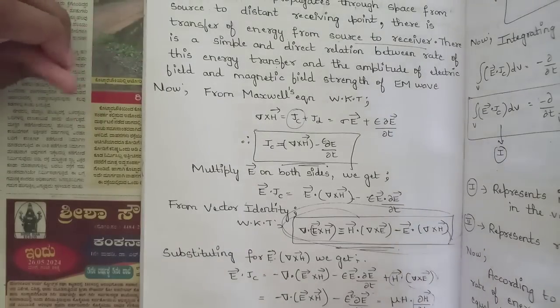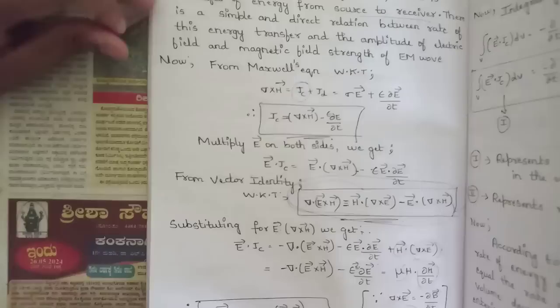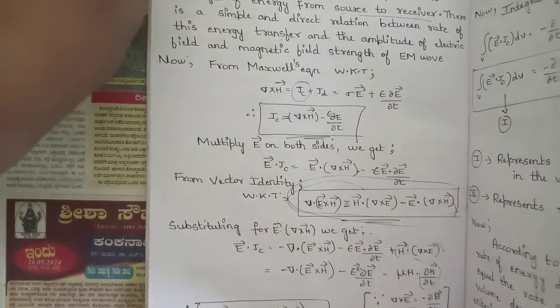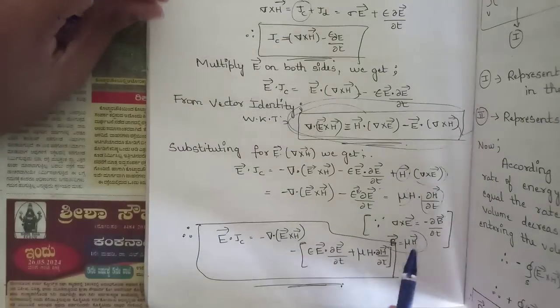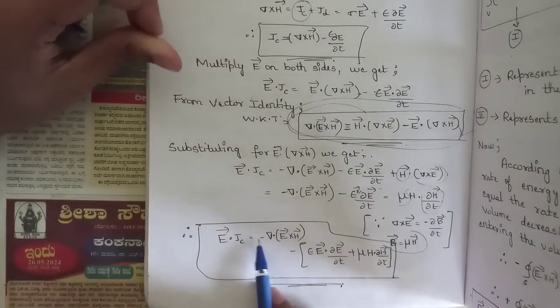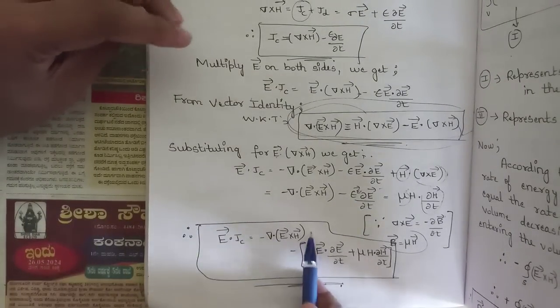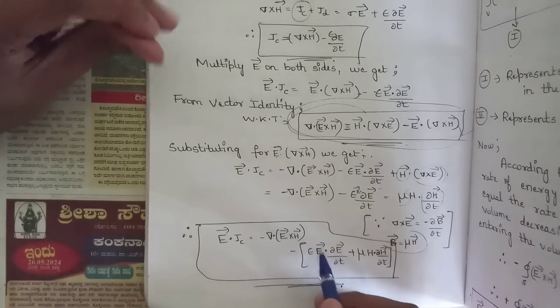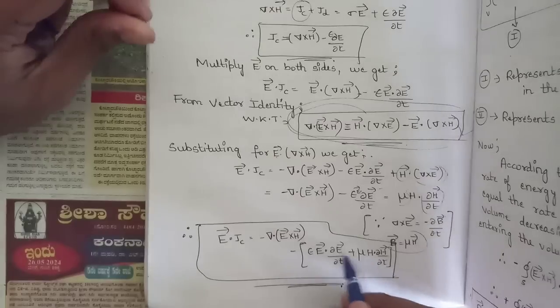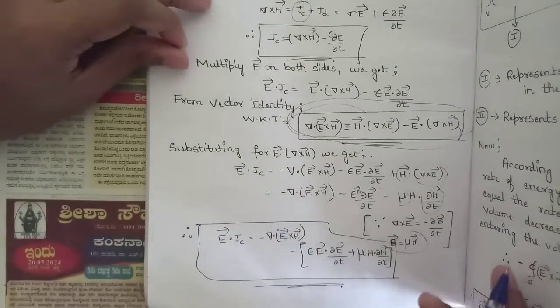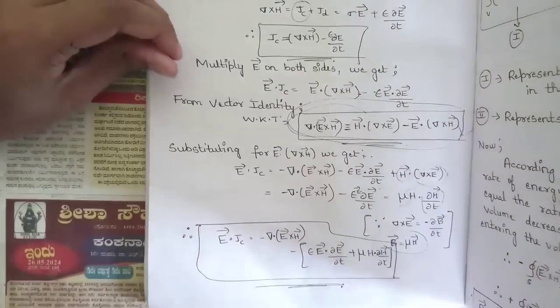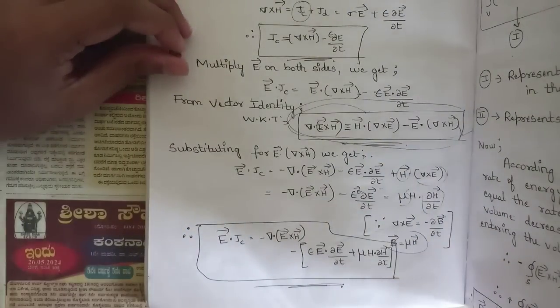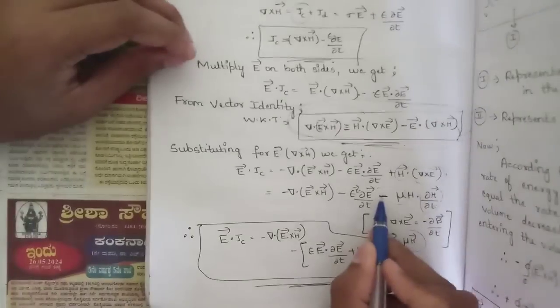Okay, so now our E dot JC, what we are getting is E dot JC is equal to minus del dot E cross H minus epsilon E dot dou E by dou T plus mu H dot dou H by dou T. Okay, so here we have one minus sign here.